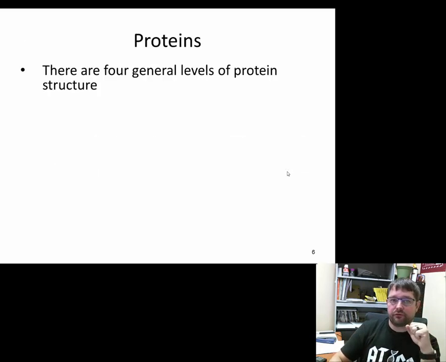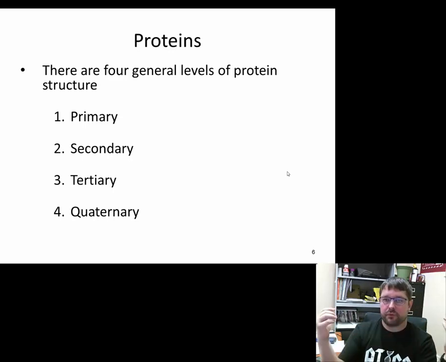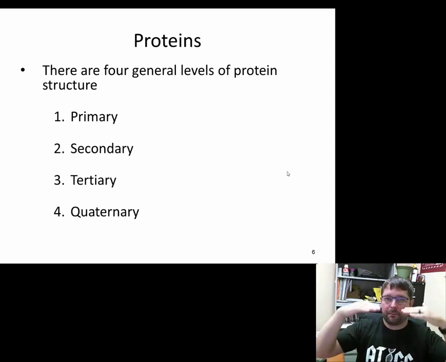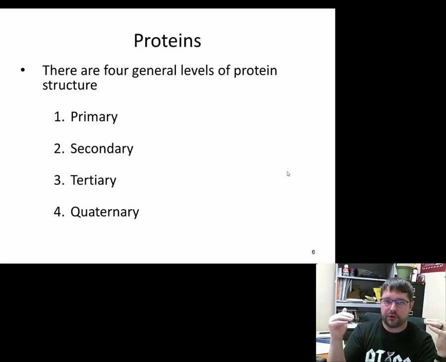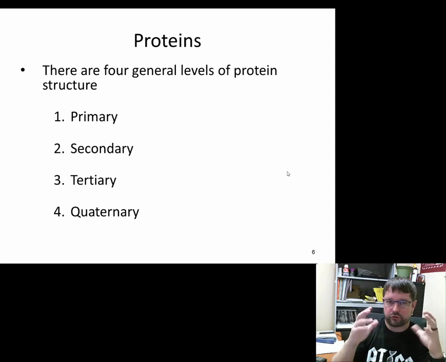So there are 4 general levels of protein structure: primary, secondary, tertiary, and quaternary. The primary structure is just the chain of amino acids. This is the base level, guys, the background, the core level. If you alter a genetic code, you alter the amino acid on that chain, which changes your primary structure, which changes secondary, tertiary, and quaternary structures.